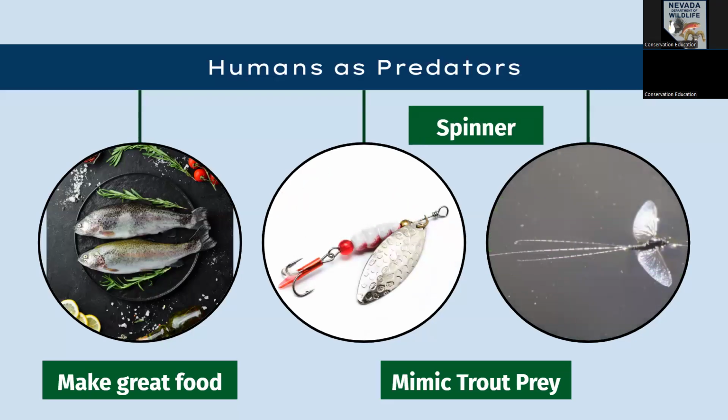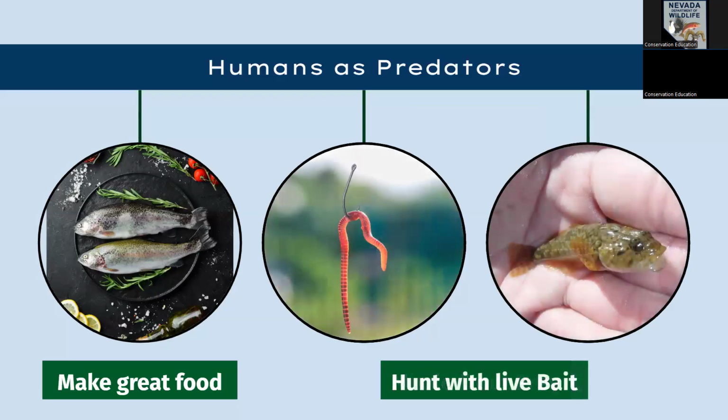And another one of the lures, a spinner. You can kind of see how that also mimics our insects. And the live bait. So using live bait is also really easy. Helps us get the fish, sorry.